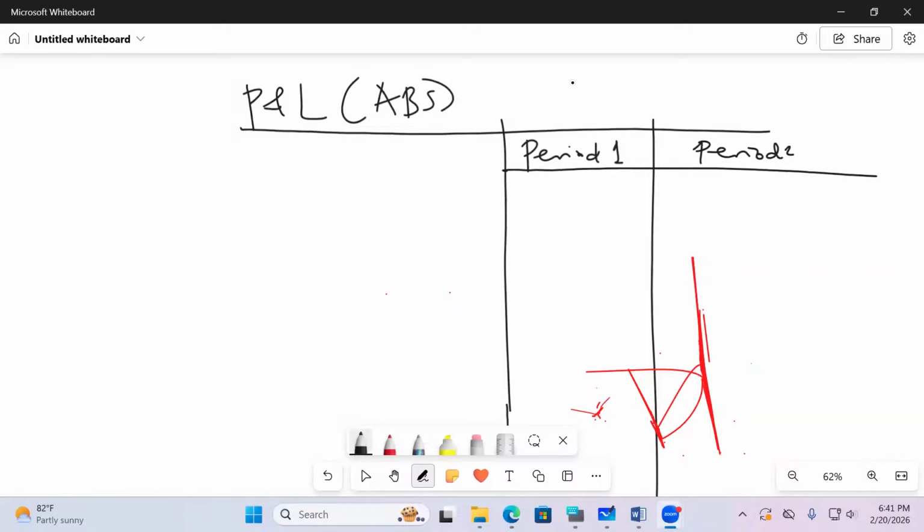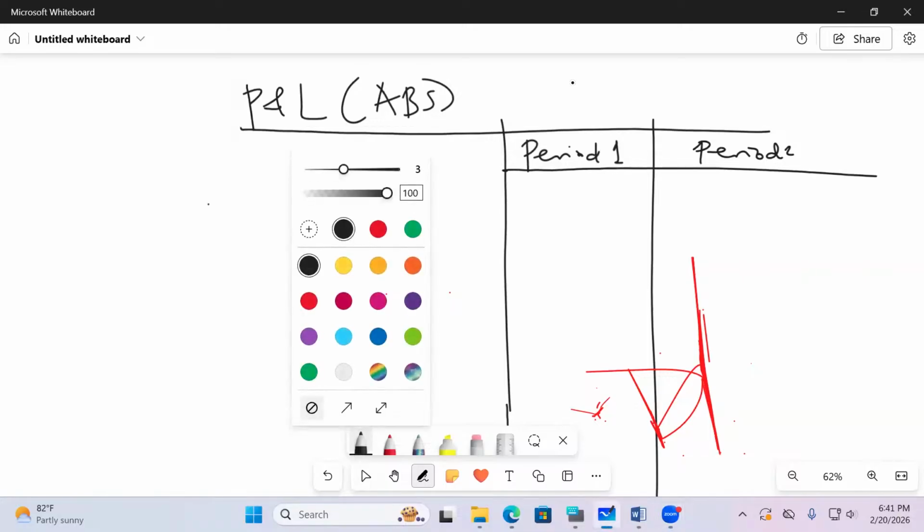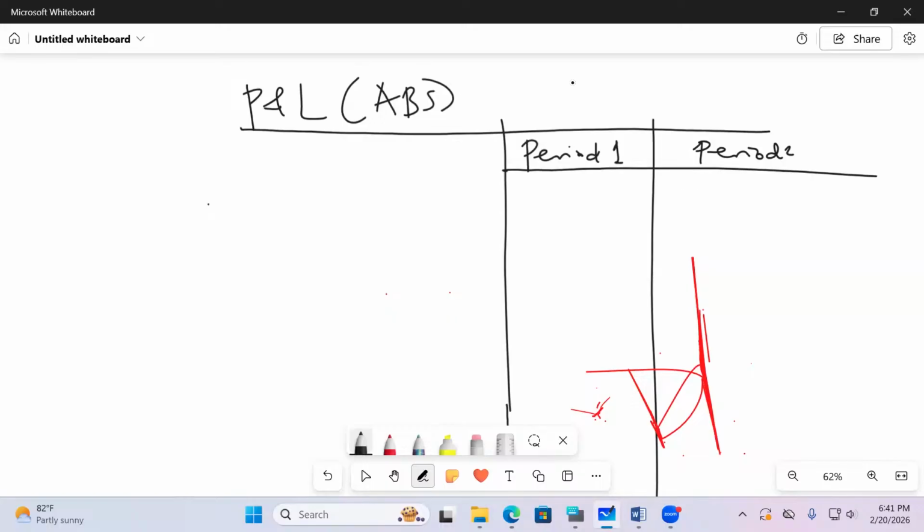We start with our sales figure. So how do we get our sales, my good students? To get sales, you told me we take quantity times price, or price times quantity. Do we have those quantities that we sold in our stock movement schedule?